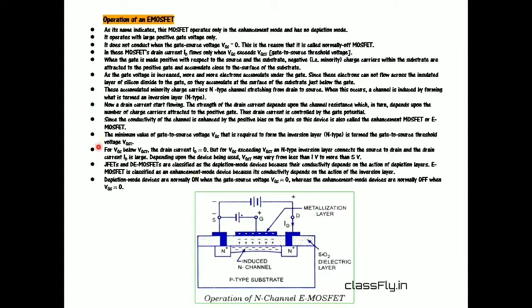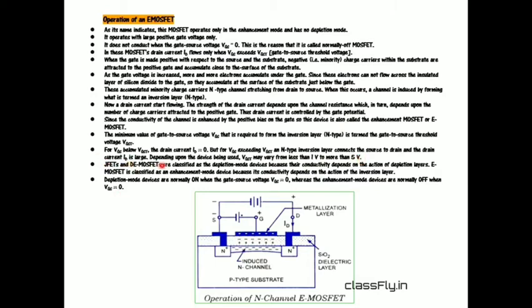Now see, for VGS below VGST, the drain current ID is equal to 0. That means when VGS is less than VGST, the drain current will be 0. But for VGS exceeding VGST, an N-type inversion layer connects the source to drain and the drain current ID is large. So, just the opposite is happening. Depending upon the device being used, VGST may vary from 1 volt to 5 volt.